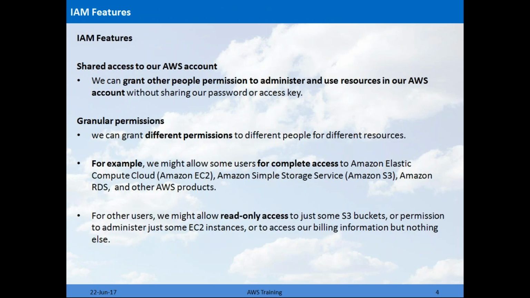So the features are, first, shared access throughout the AWS account. Like you have so many services within your account, so you can have shared access among them. We grant other people permission to administer and use resources in our AWS account without sharing our password and access key. How will we do this? We create the users and create the groups, assign the users to the groups, and assign a role to the group. So whoever the user is in that group will have the access.